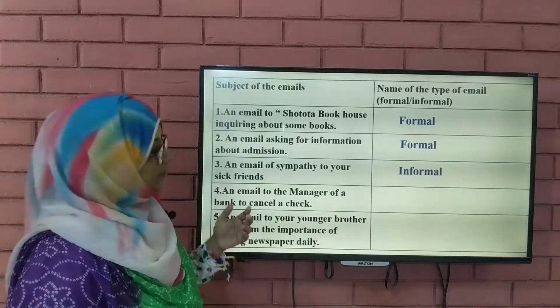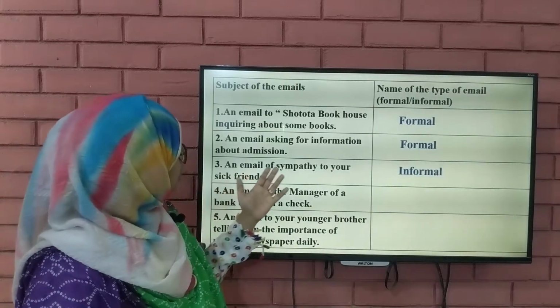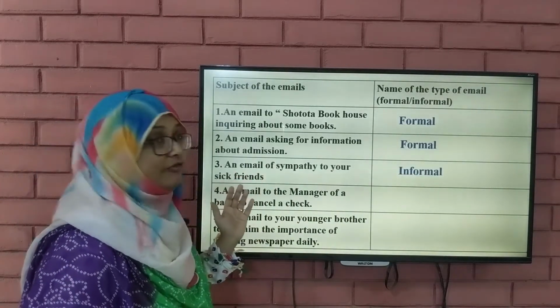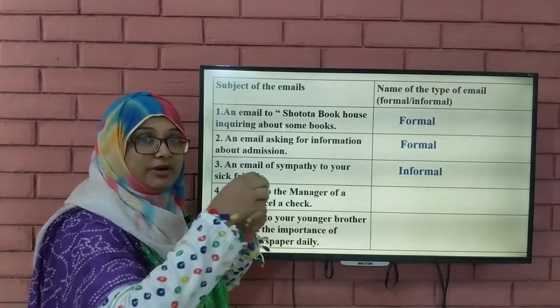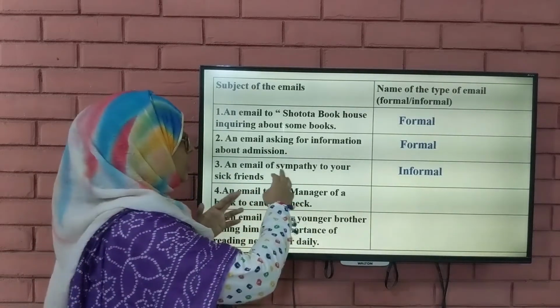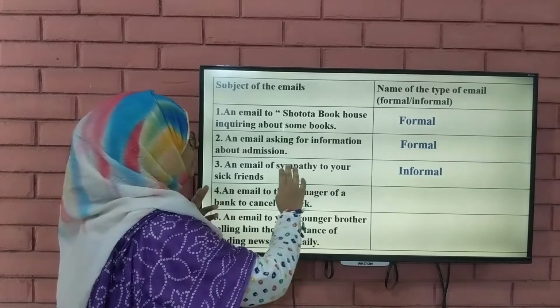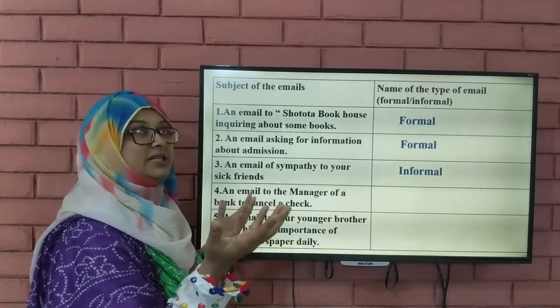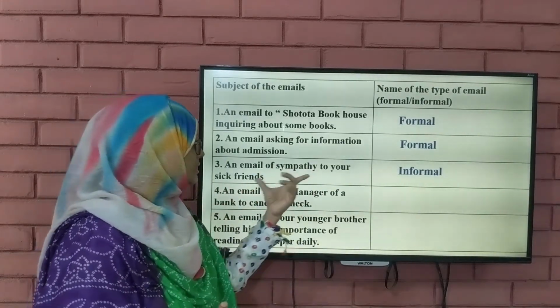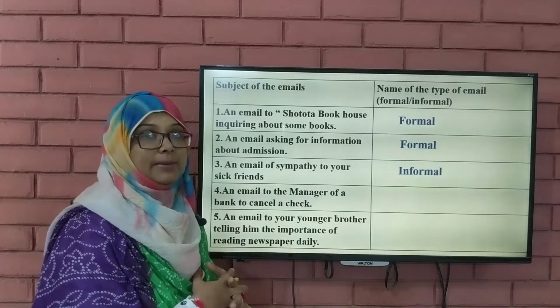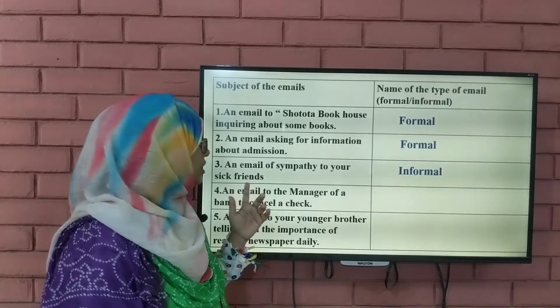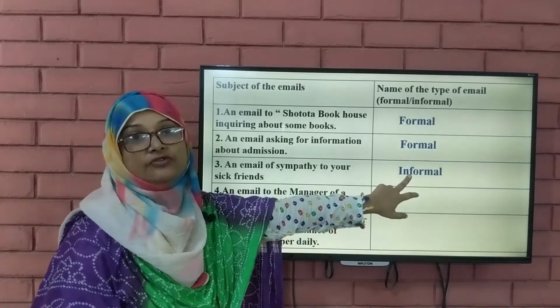Now look at this one. An email of sympathy to your sick friends. Look, friends. So you are writing an email to your friend who is sick, and you are just sympathizing with your friend. So it is a very personal email, not institutional. As he is your friend, this is an informal email.